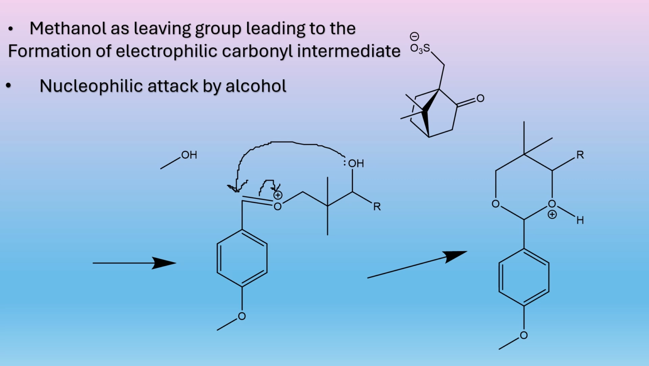for cyclization. Again, this intermediate can lose a proton from the conjugate base of the camphorsulfonic acid, thus reforming the catalyst and forming the final product.